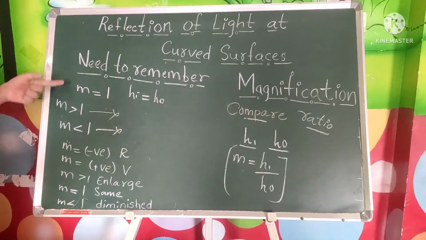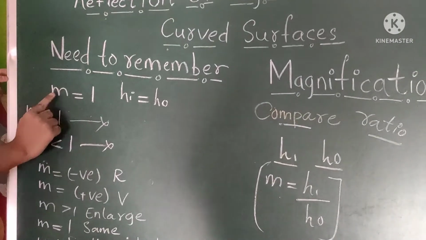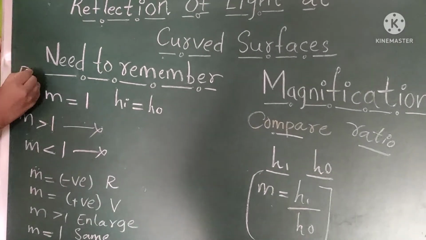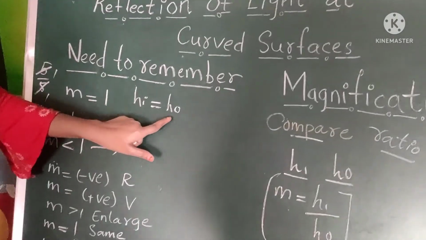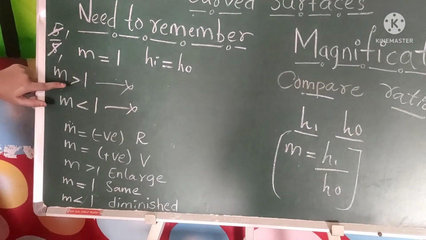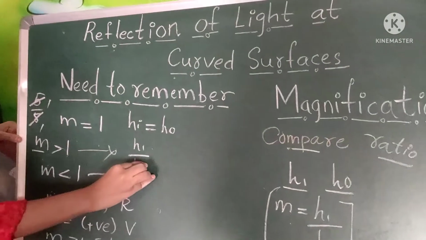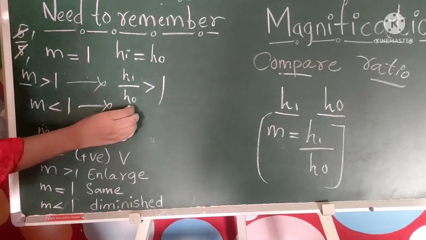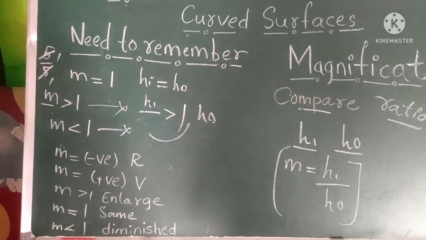So now let me tell you one thing which you need to remember. Magnification is equal to 1. What is happening? For example, if you take the same numbers, 5 and 5, 5 ones are 5 ones, we cancel and we get 1. So here it says that height of object and image is equal. When magnification is greater than 1, what happens? Let me show you. Magnification, it means height of image by height of object is greater than 1. So height of image is greater than height of object.